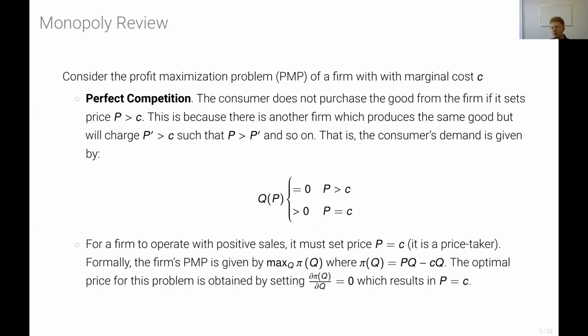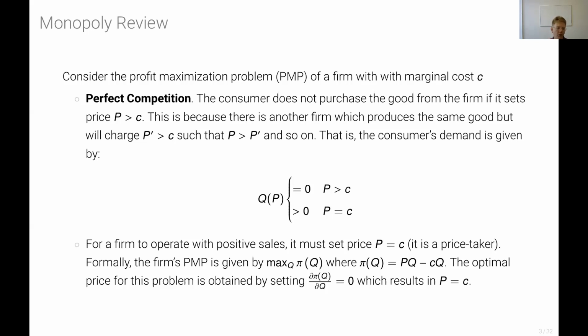We have a bunch of firms competing, and each of them is going to bid down the price to exactly equal the marginal cost, because if any of them was selling at a price above the marginal cost, they'd all compete with each other to lower the price and gain market share.